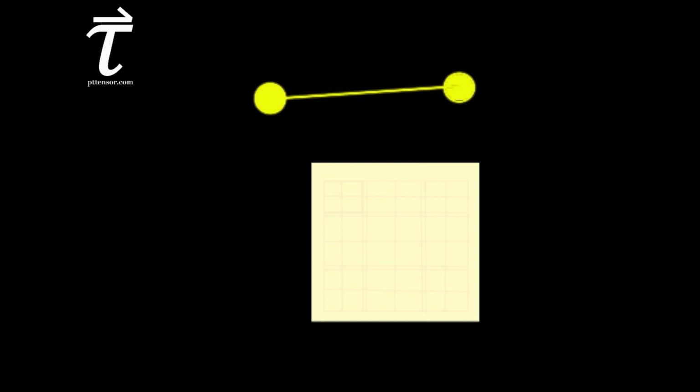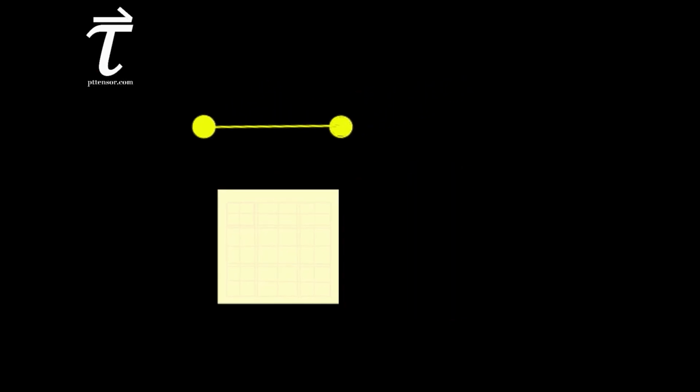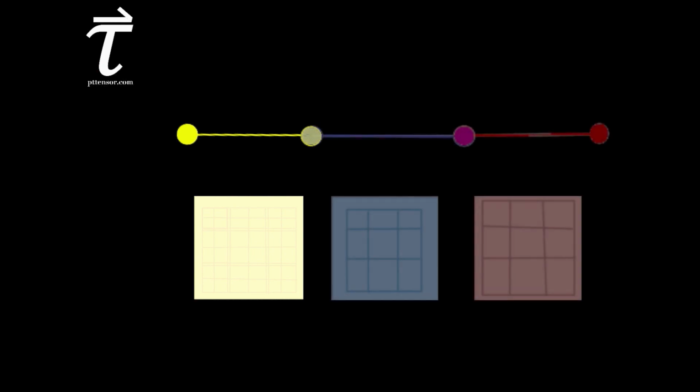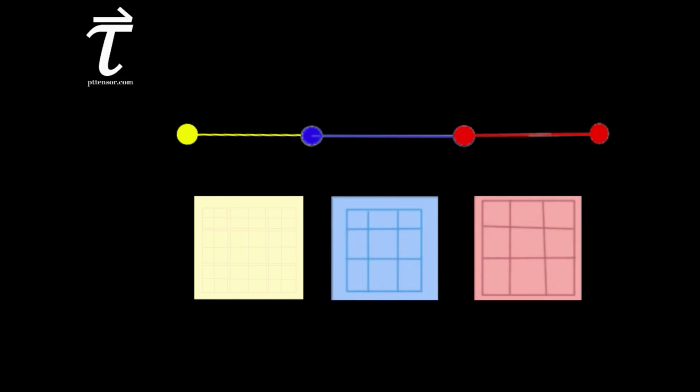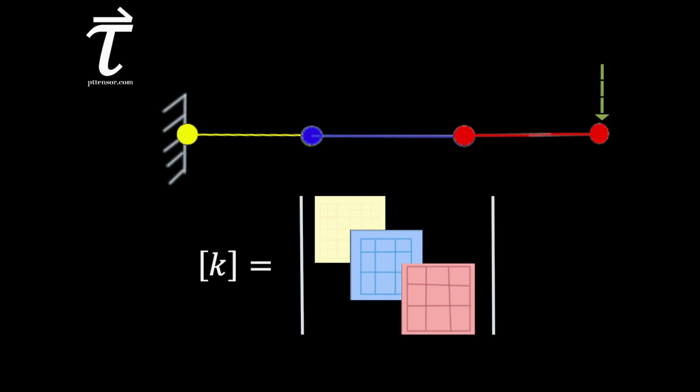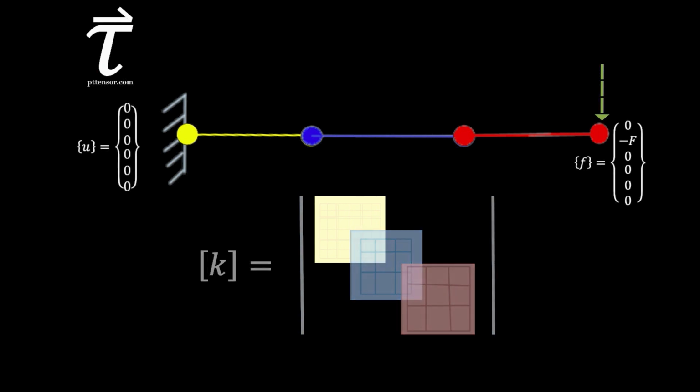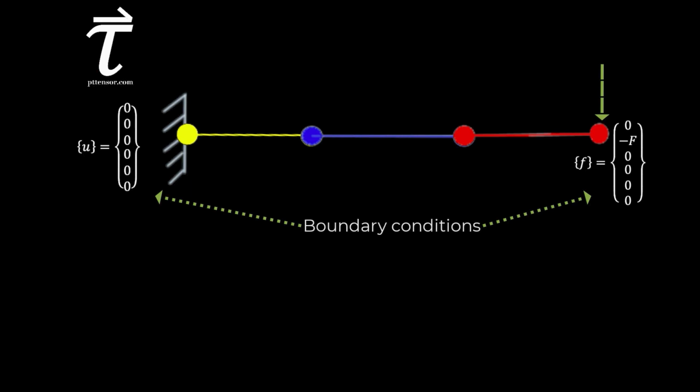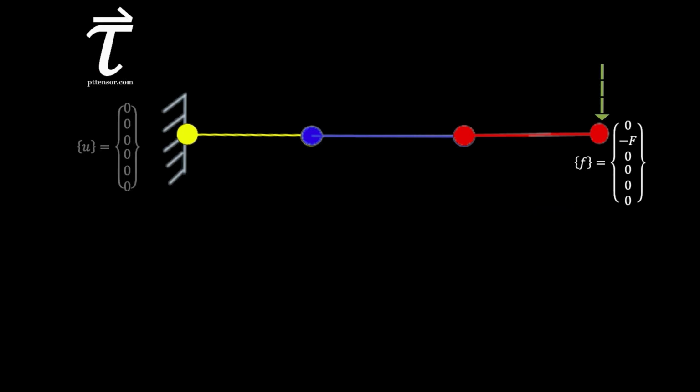Now let's say every element has its own stiffness matrix, and if we arrange some elements, we have, for example, 3 matrices, and we can arrange them into a new single stiffness matrix, which is of course bigger and has more degrees of freedom. And then to solve this matrix, we must apply some boundaries, called boundary conditions. For example, the deformation and also force at certain points or nodes.